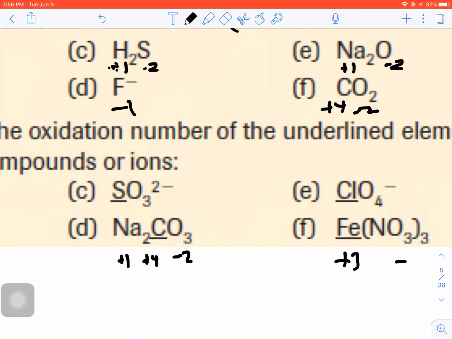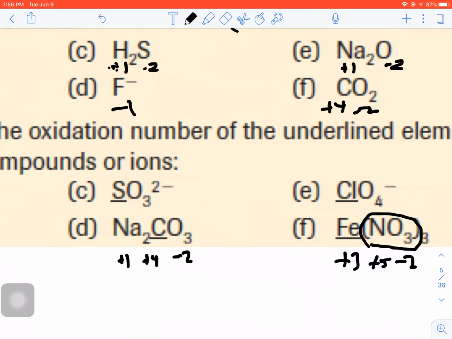Oxygen's always minus 2. Okay, so this is where we're going to get a little bit tricky. Notice that the NO3 here, the nitrate, is an NO3 minus 1. That's what it is. It's nitrate, NO3 minus 1. So if I've got 3 oxygens, which makes minus 6, but I need to have 1 minus left over, nitrogen has to be plus 5. Okay, that's a tricky one.